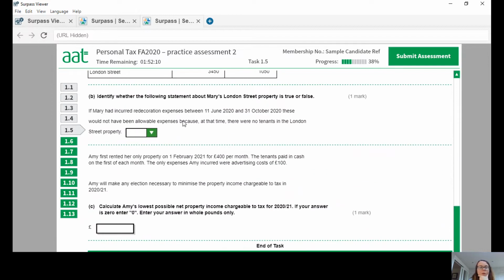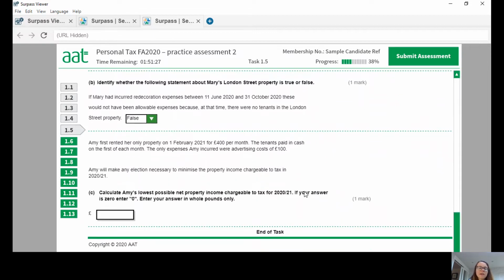Is this true or false? If Mary had incurred redecoration expenses between the 11th of June and 31st of October, so that's when her property was empty, these would not have been allowable expenses because at that time there were no tenants. That doesn't actually matter because if the property is available to rent, then it's still an allowable expense. If it had said in the question that she let her daughter live there during that time, then that would have become a non-allowable expense. But because it was available to rent, the fact it's empty doesn't matter.